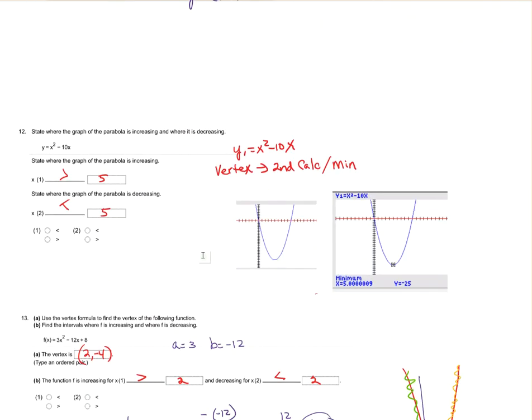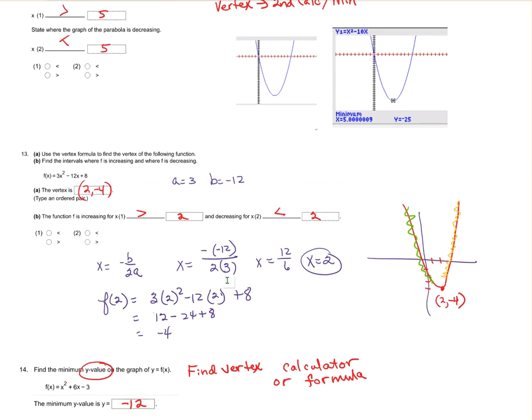All right, number 12. State where the graph of the parabola is increasing and where it's decreasing. Let's put that into our calculator, and we get it here. You can find the vertex by doing second calc, choose min, and follow the prompts. You will get 5 and negative 25, but you're interested in the x value. So it's increasing for x greater than 5, and decreasing for x less than 5. Do the same thing with 13.